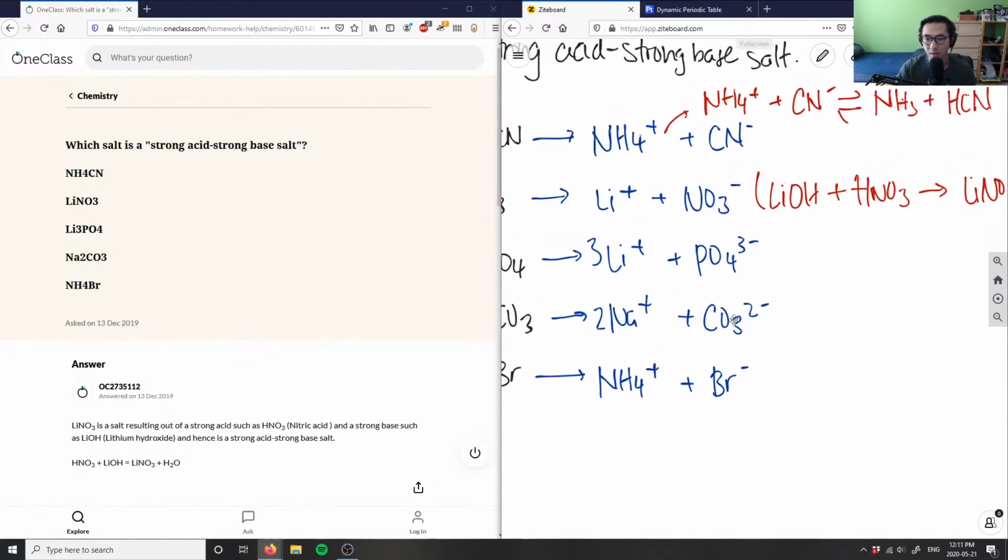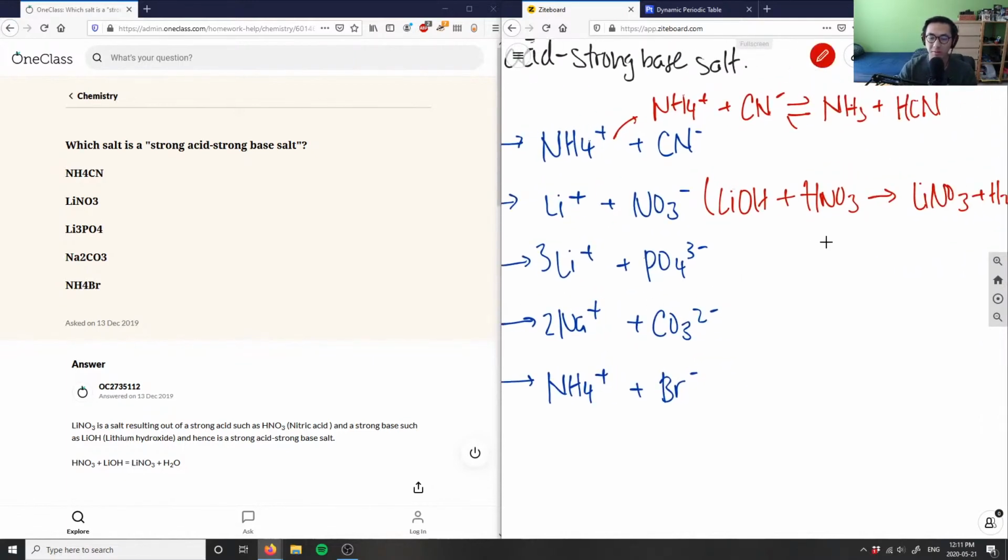So let me write out the other guys. NH4 is exactly the same. So this one is the same as 1, but Br minus becomes HBr. So this is the same as number 1 here. Let me write that more clearly.